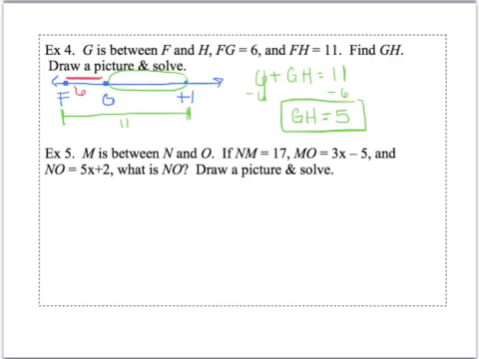M is between N and O. If N to M is 17, M to O is 3x minus 5, and N to O equals 5x plus 2, what is the length of N to O? It doesn't mean anything if we don't draw a picture, so that's what we're going to do first.